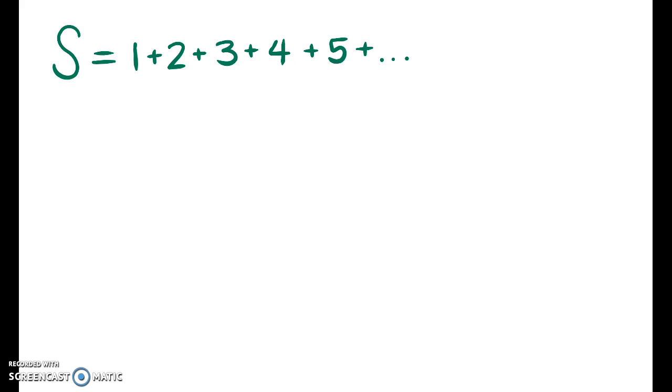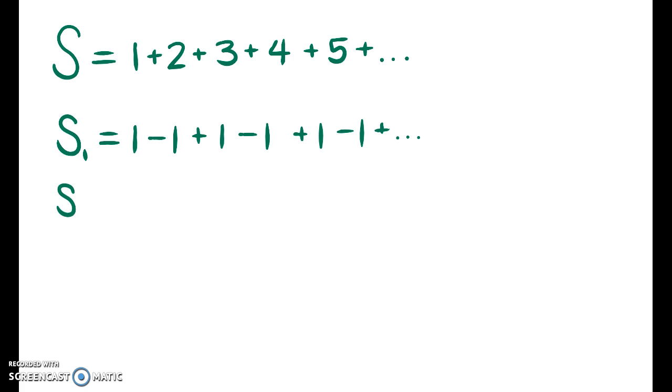Now, in order to find what s is equivalent to, we're going to use two other sums. One we'll call S1, and S1 will be equal to 1 minus 1 plus 1 minus 1 plus 1 minus 1, and so on, all the way to infinity. Now the second sum will be S2, and S2 will be 1 minus 2 plus 3 minus 4 plus 5 minus 6 plus 7, and so on all the way to infinity.